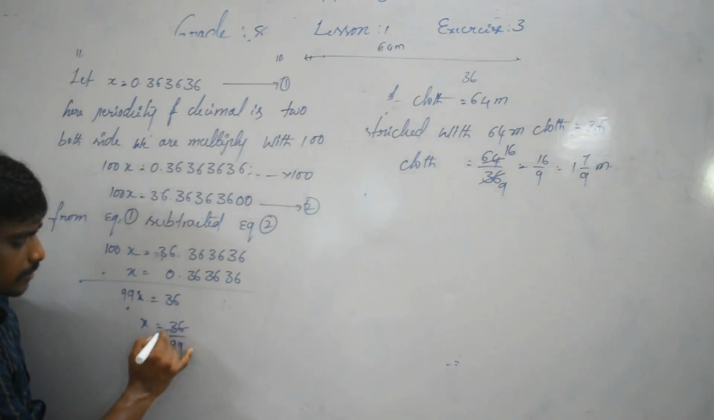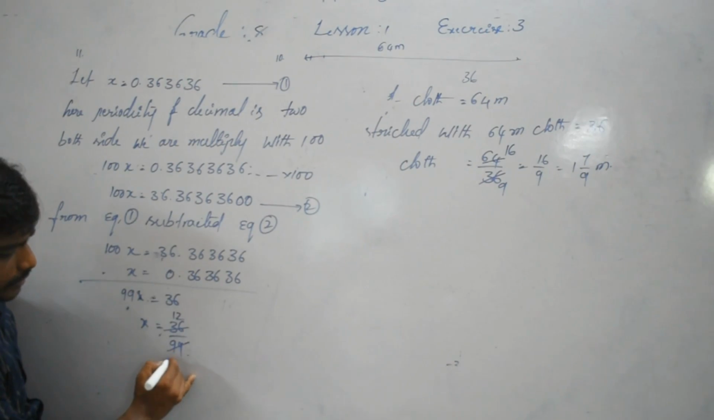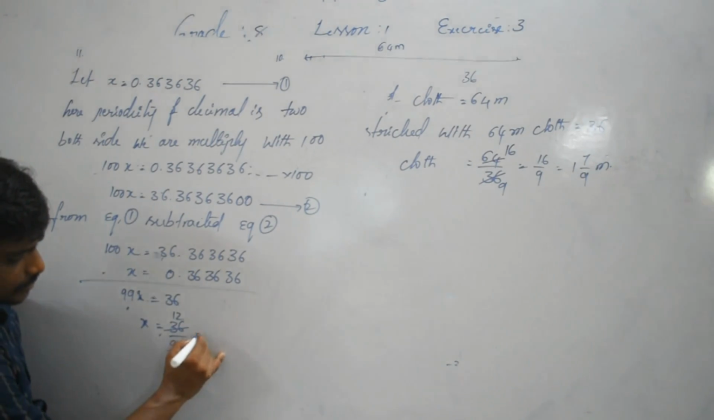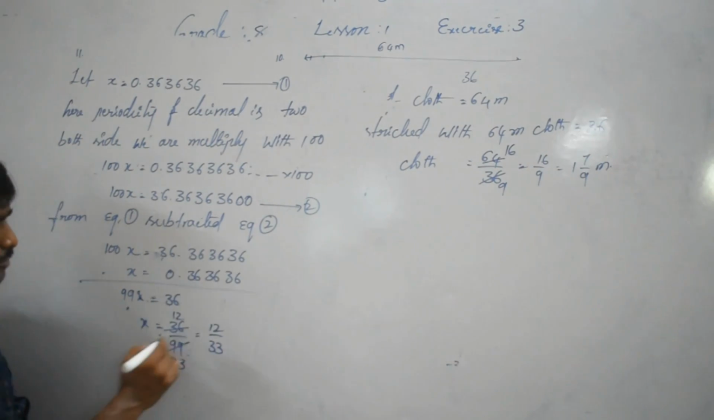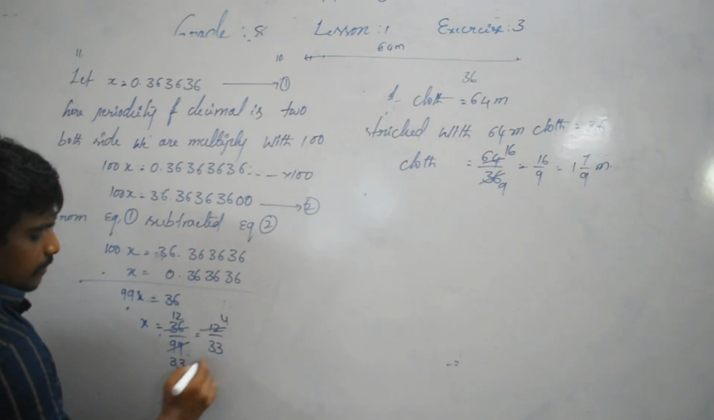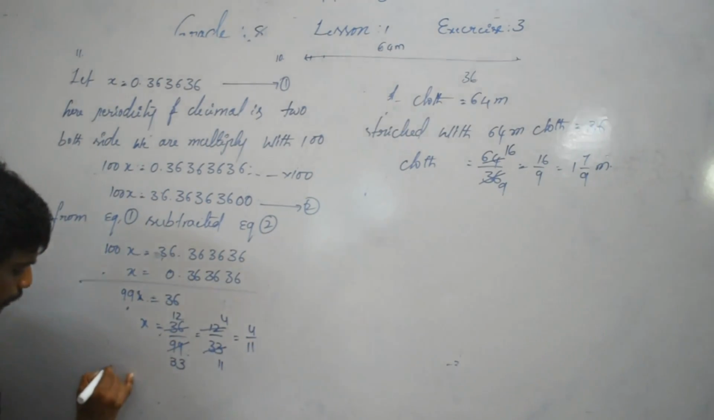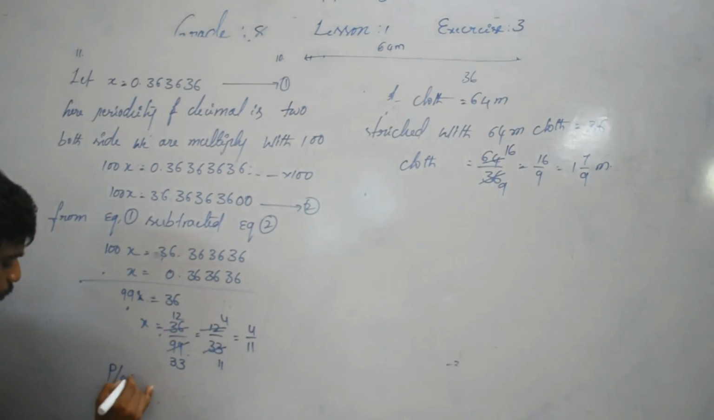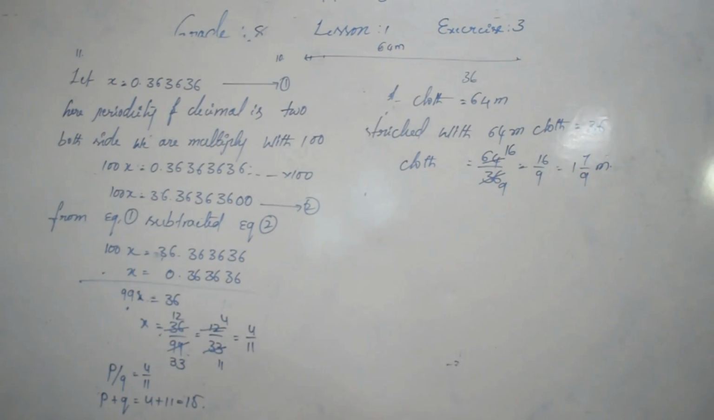Dividing by 3, 12 by 33, and again by 3, 4 by 11. Here p by q is 4 by 11. p plus q is 4 plus 11, 15. Copy this.